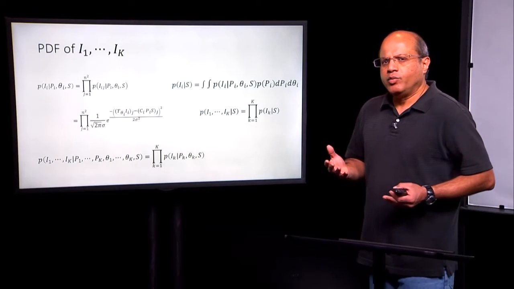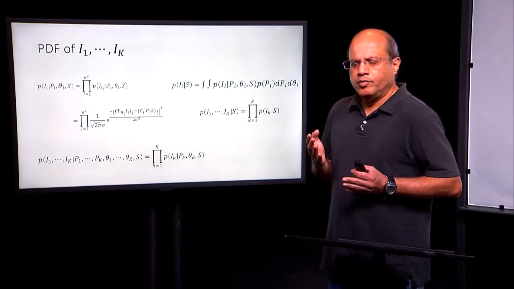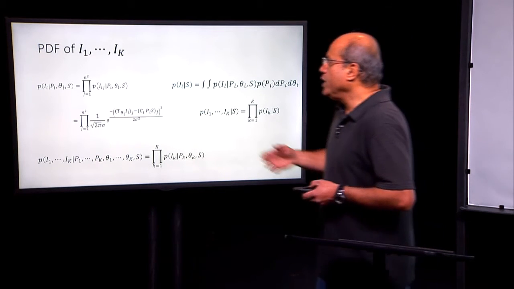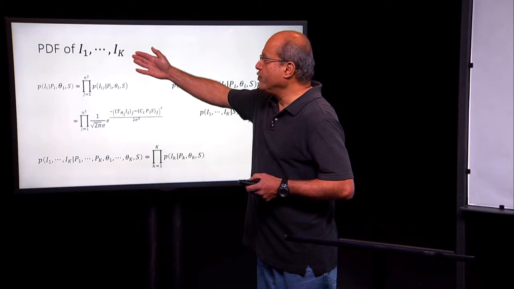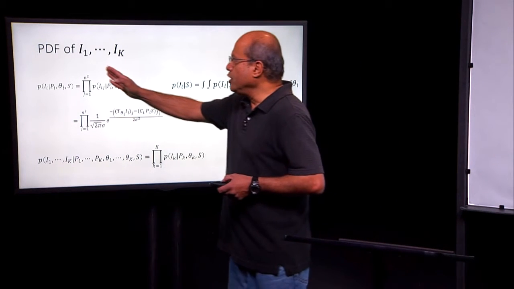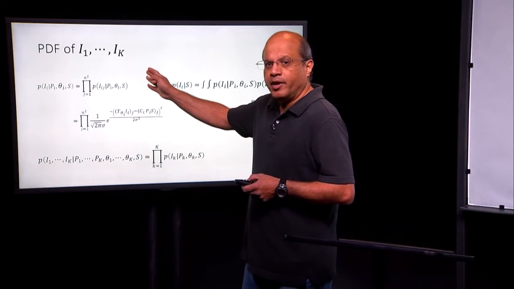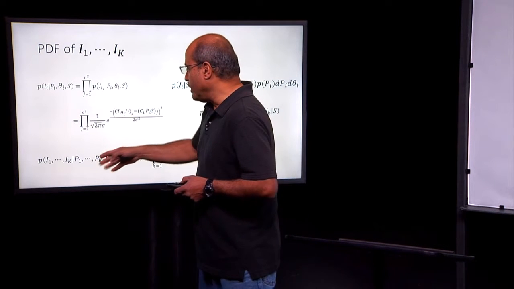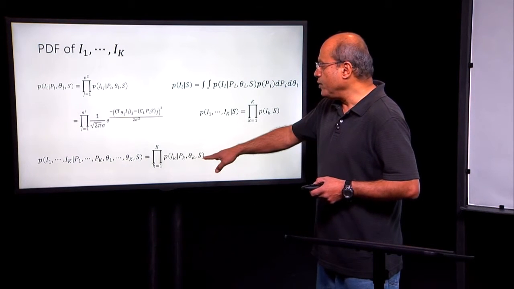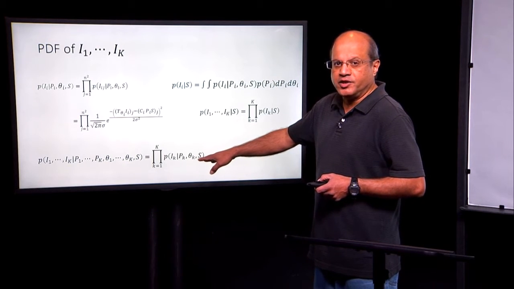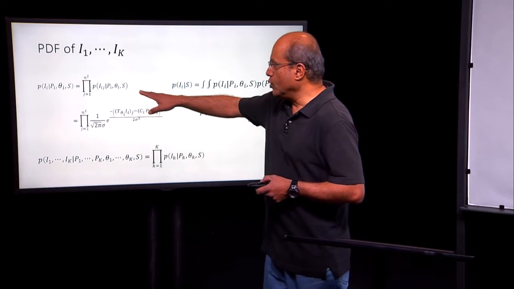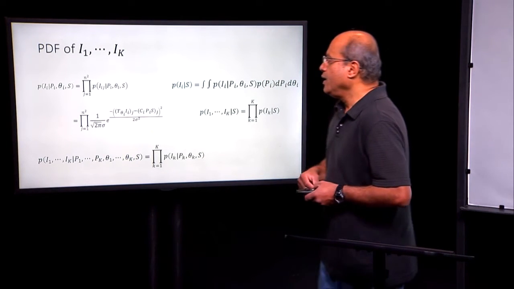All right, and now that we have a way of expressing the probability density of one image, we can express the probability density of any set of k images. And because the noise in each image is independent, it turns out that the probability density of all the k images put together is simply a product of the probability density of each image. And the probability density of each image is, of course, what we had on the previous slide.